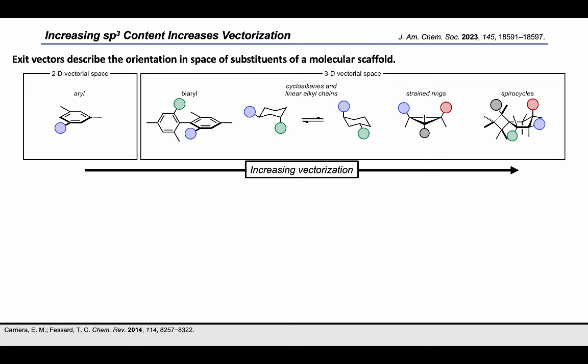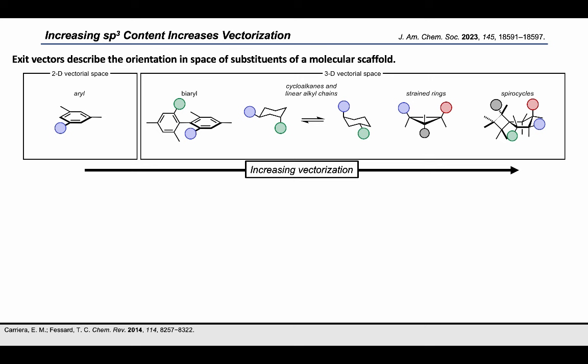However, there can be a large degree of conformational flexibility depending on the scaffold. Strained rings allow for rigid, well-defined exit vectors but have limited vectorization, while spirocycles containing strained rings combine the well-defined exit vectors of strained rings with increased opportunities for vectorization due to the spirocyclic ring fusion.